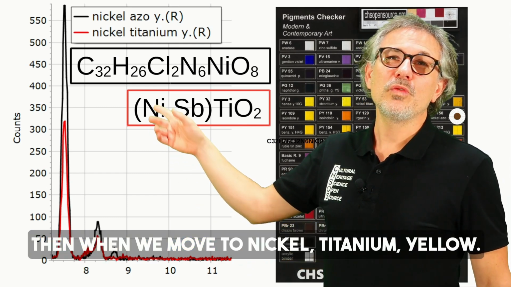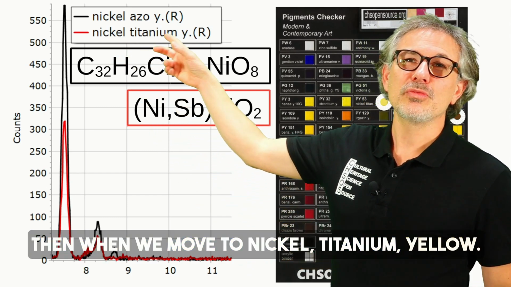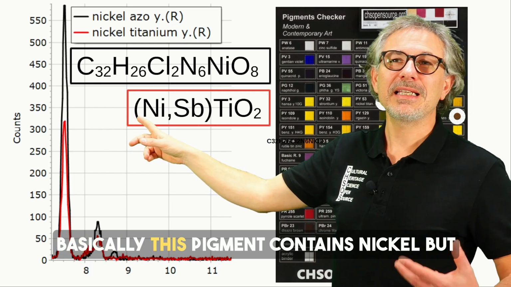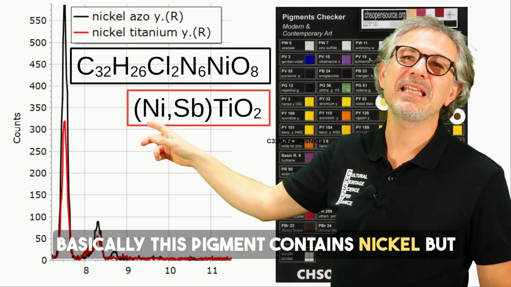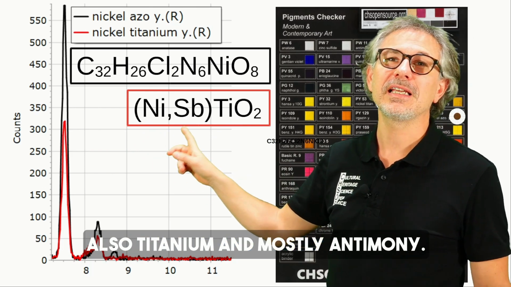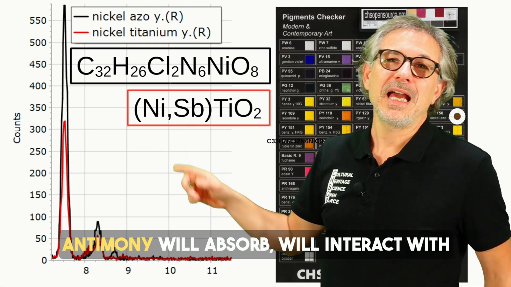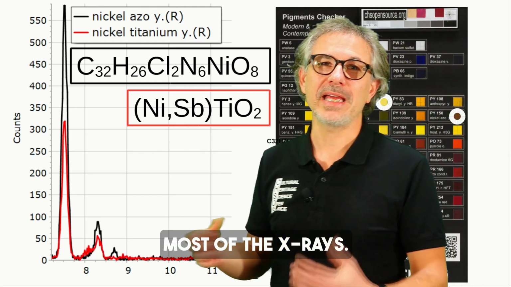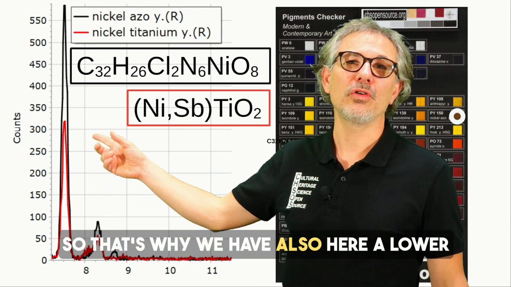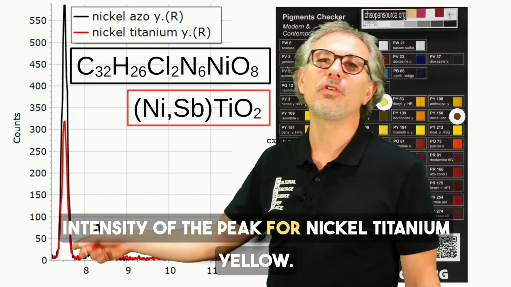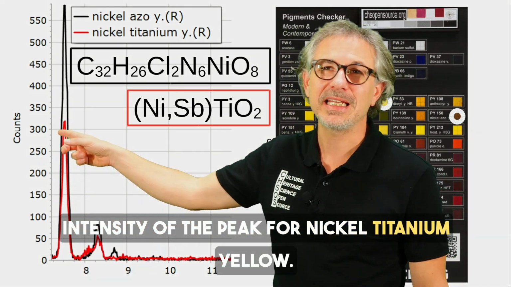Then when we move to nickel titanium yellow, this pigment contains nickel but also titanium and mostly antimony. Antimony will absorb, will interact with most of the X-rays, so that's why we have also here a lower intensity of the peak for nickel titanium yellow.